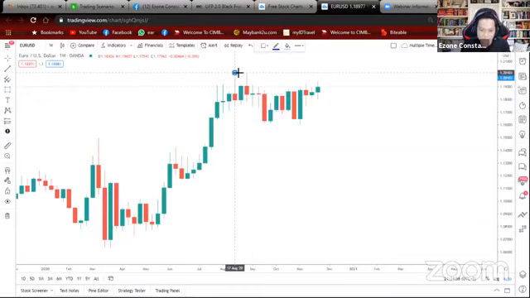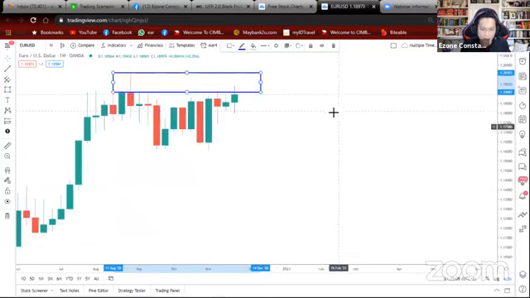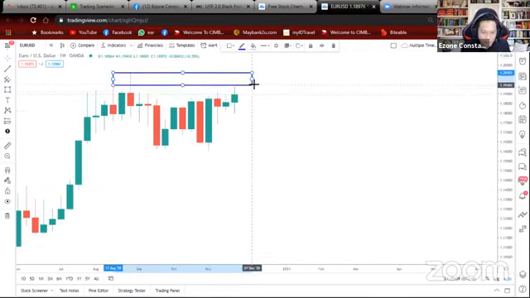Okay, so I will do this area like this. I purposely touch the shadow here. I purposely touch the shadow into the body. I take the high here and purposely touch the body.